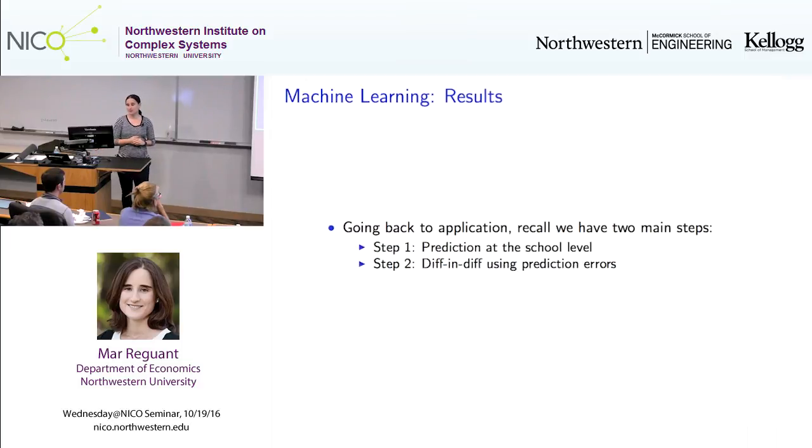Now going back to the application, recall that we had two main steps. I will show you a little bit what we get from each of these two steps. So the first step is predicting for every school what will happen. And the second is running the diff-in-diff, the same as before, but now using prediction errors as our main variable.